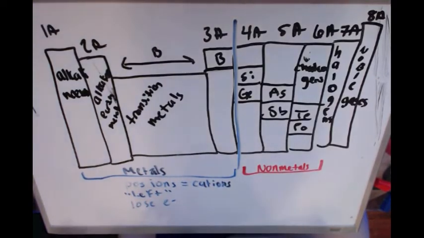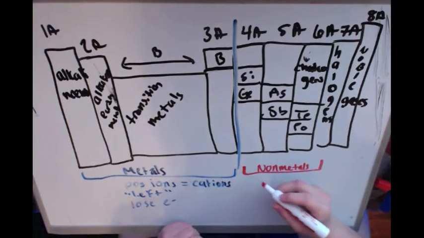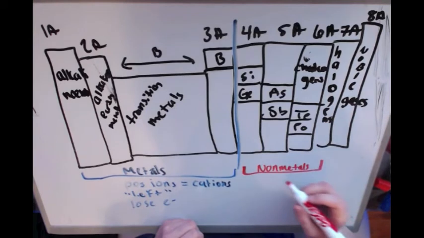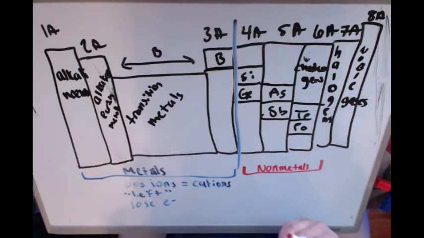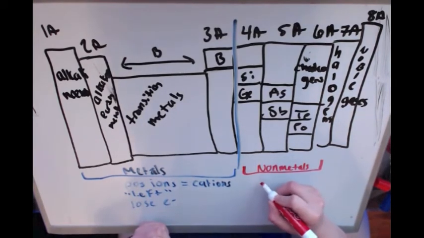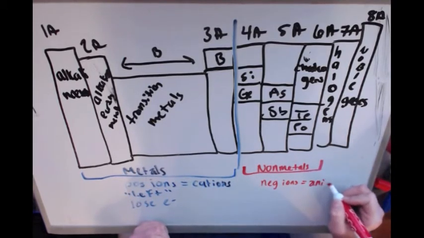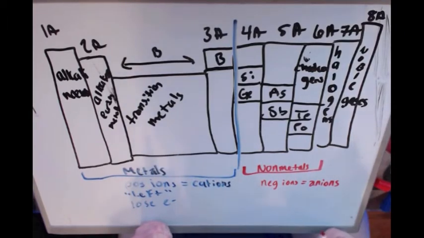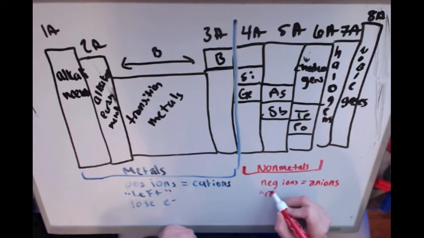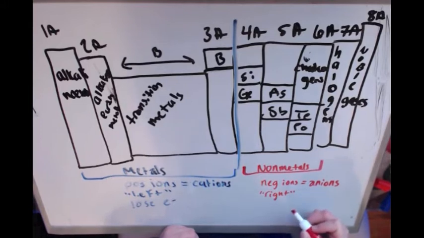Okay? Over here on the right side of the periodic table, we have things that gain an electron. So they are negative ions, which we call anions. They are on the right side of the periodic table, and they gain electrons. Right?